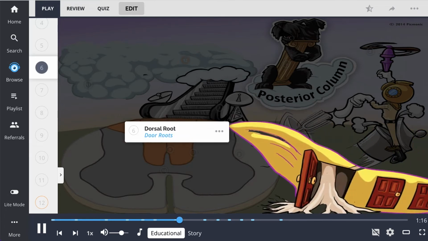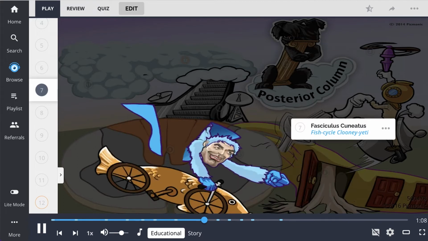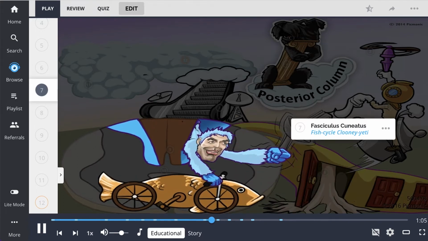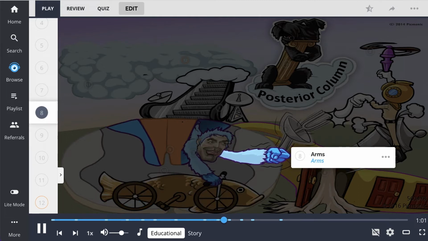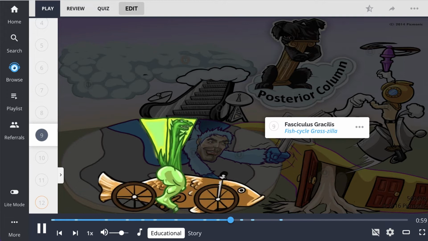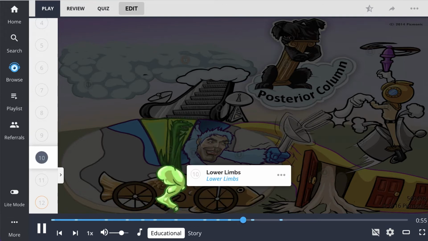Sensory information first goes through the dorsal root, the door roots, which is a first-order neuron that enters the spinal cord ipsilaterally. The fasciculus cuneatus, fish cycle Clooney-Yeti, bundles sensory information of the upper body and arms, while the fasciculus gracilis, fish cycle Grasszilla, conveys sensory information of the lower limbs.